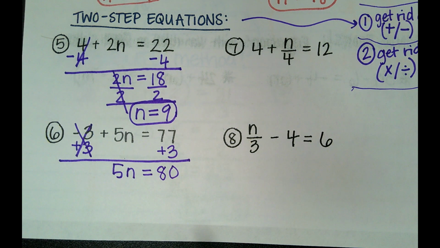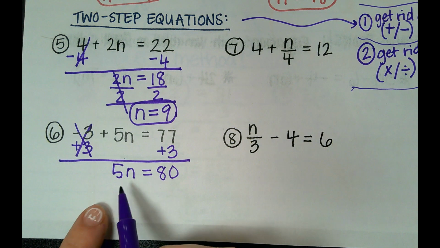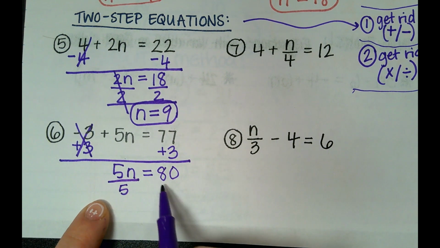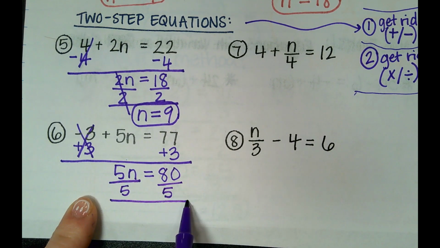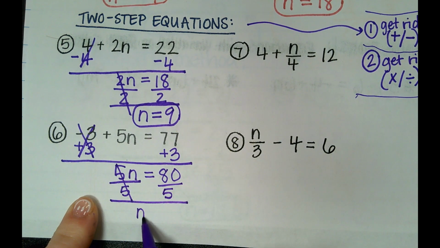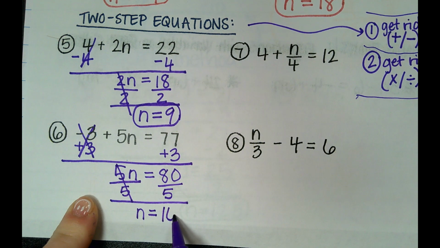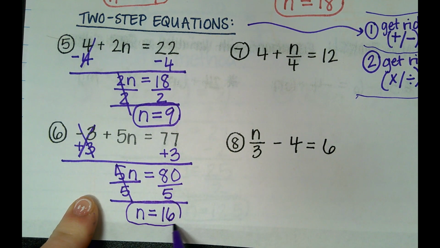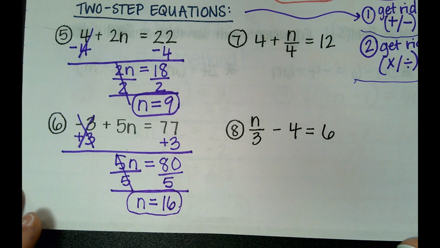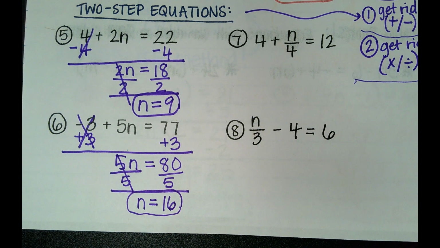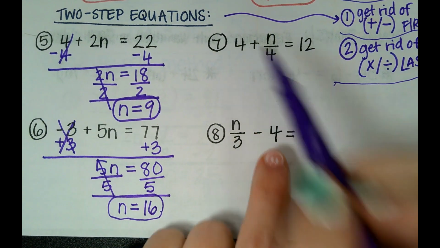Go ahead. I'm sorry, I interrupted you. Yeah, divide by 5 on both sides. 5 cancel. 80 divided by 5, 16. Okay, so n equals 16. Anybody need more time on that one? We got it? We ready for 7? Okay, what do I do on 7 first?